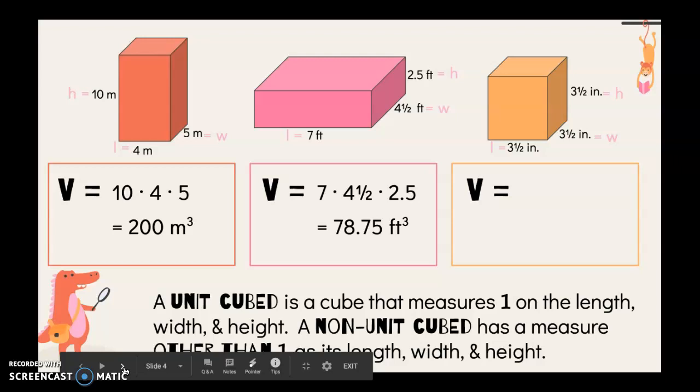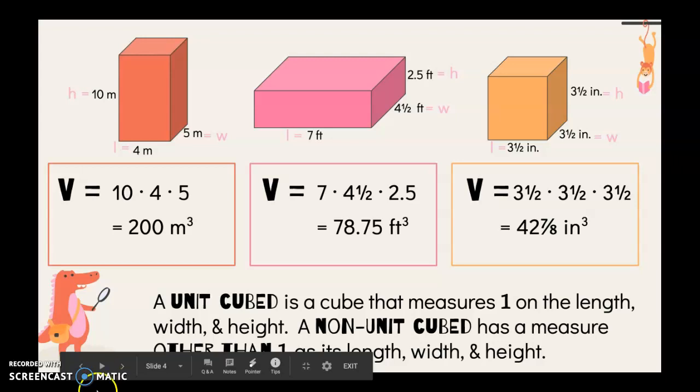Let's look at our third rectangular prism. This one happens to be a cube. All sides are the same. So 3.5 times 3.5 times 3.5, or 3.5 cubed. And our volume would be 42 7/8 inches cubed.